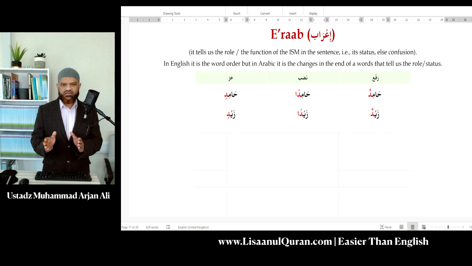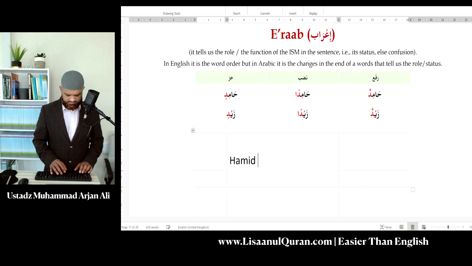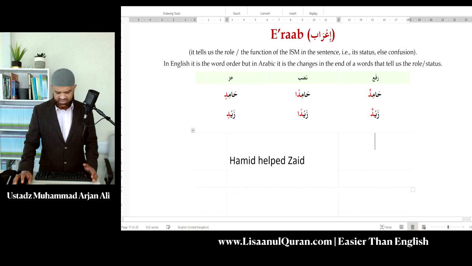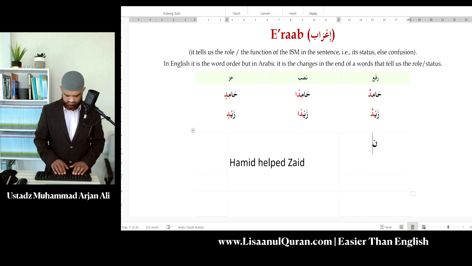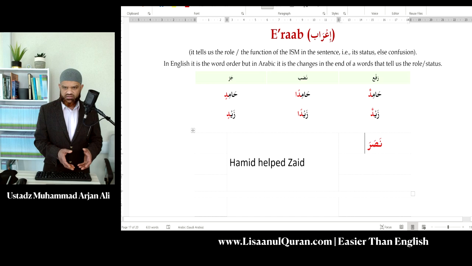Now, imagine I wanted to say in Arabic that Hamid helped Zaid. So I want to say in Arabic, Hamid helped Zaid. The word for help in Arabic is Nasara. I'm going to highlight that in red just to make sure that it is clear that it is a verb. So we have Nasara. Who's done the act of helping? Well, it's Hamid. So Hamid has done the act of helping.